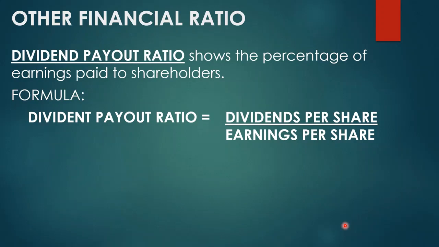And lastly, dividend payout ratio, which shows the percentage of earnings paid to shareholders. Formula, dividend payout ratio equals dividends per share over earnings per share. So, as you can see, itong earnings per share, pinapakita nito yung net income na marereceive ng mga ordinary shareholders. Ano yung income na na-generate para sa ordinary shareholders. While ang dividends per share, ito na yung actual na na-receive ng mga shareholders from that income ng company.